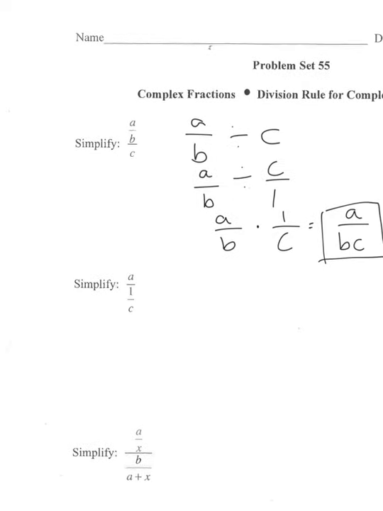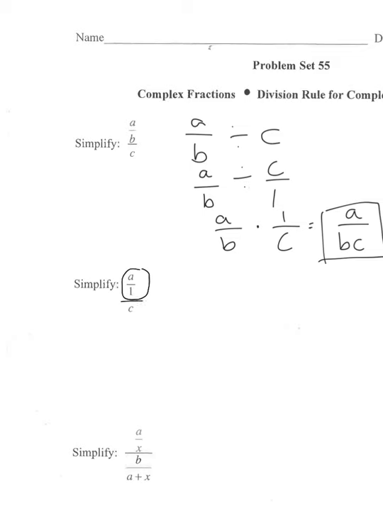Let's take a look at this one. We've got a over 1 over c. Now, we could absolutely do what we did in the first one, where we write this as a division problem, and that would totally work. But if we think through this one, we can actually make life a lot easier on ourselves. So as I look at this, we're on a over 1 over c.